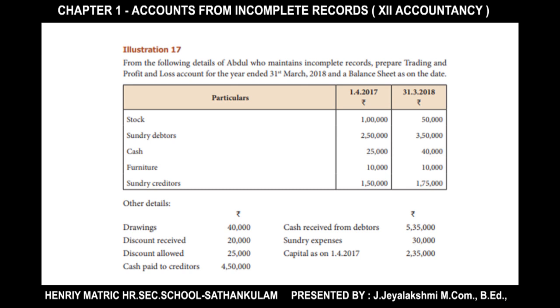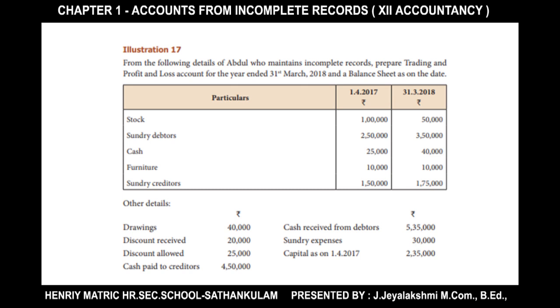Particulars, see, they are given in the opening and the closing. Stock 1,50,000, sundry debtors 2,50,000 and 3,50,000, cash 25,000 and 40,000, furniture 10,000 and 10,000, sundry creditors 1,50,000 and 1,75,000, other details given. See, this information also we should have. Drawings given is 40,000. Drawing is nothing but what the person who runs the business takes for his personal use. So it should be shown in the balance sheet.